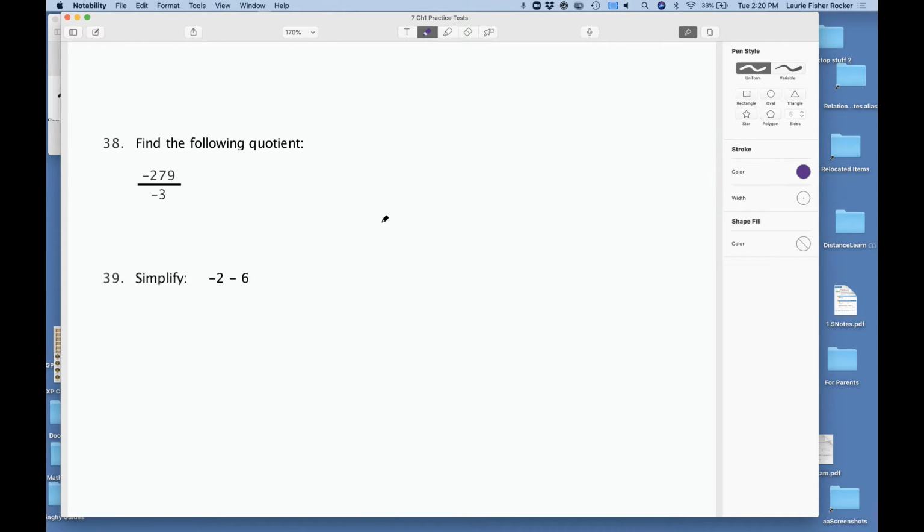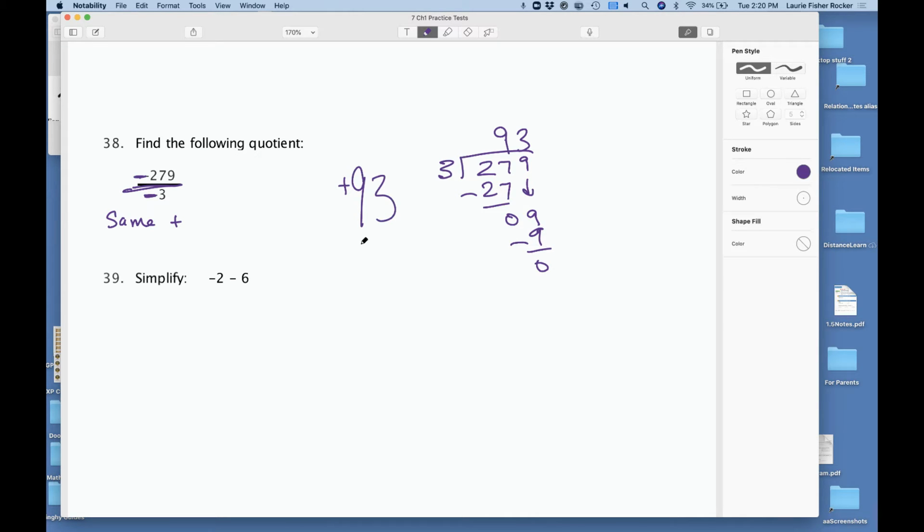Oh, this is a big one. But again, that division rule, same sign, so it's going to be positive. So my answer is going to be positive. Now I got to do some math here. 3 goes into 27, 9. 9 times 3 is 27. 0, bring the 9 down. 3 goes into 9, 3 times 9, subtract 0. Okay, 93. So it's going to be positive 93.